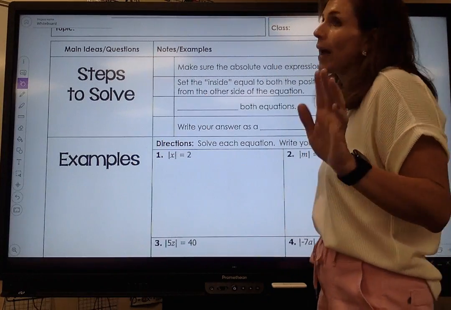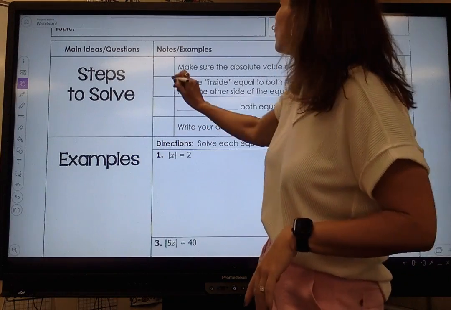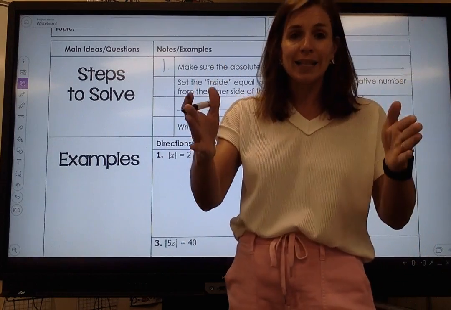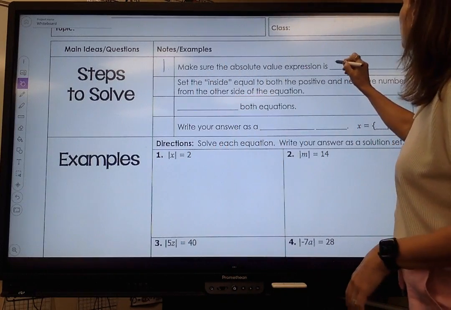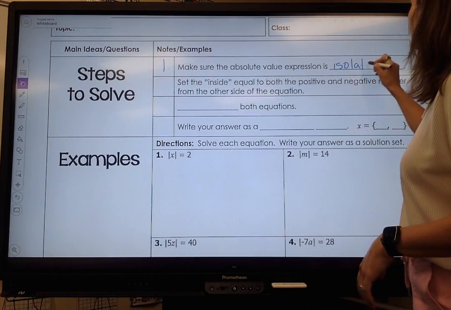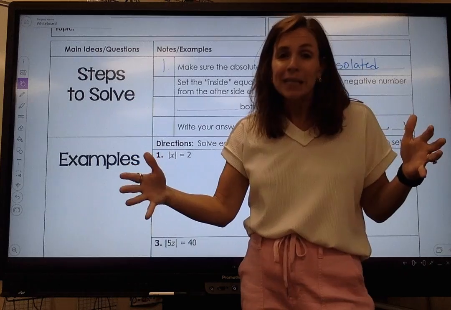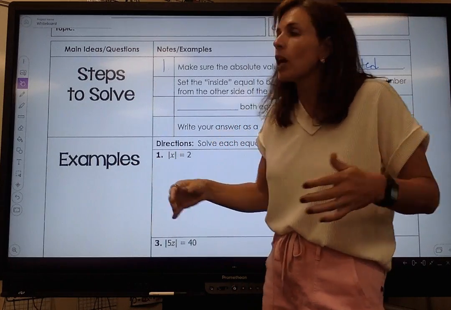All right. How do you solve absolute value equations? Your first step is you're going to make sure the absolute value expression is isolated. That means it's by itself. So I'm just going to quickly show you what isolated means. That way you kind of know what it's talking about.